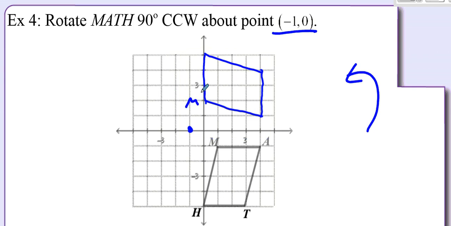So then this would be M prime, this would be A prime, T prime, and H prime. But we only had to rotate it 90 degrees. We didn't have to do all of them. So that's it.